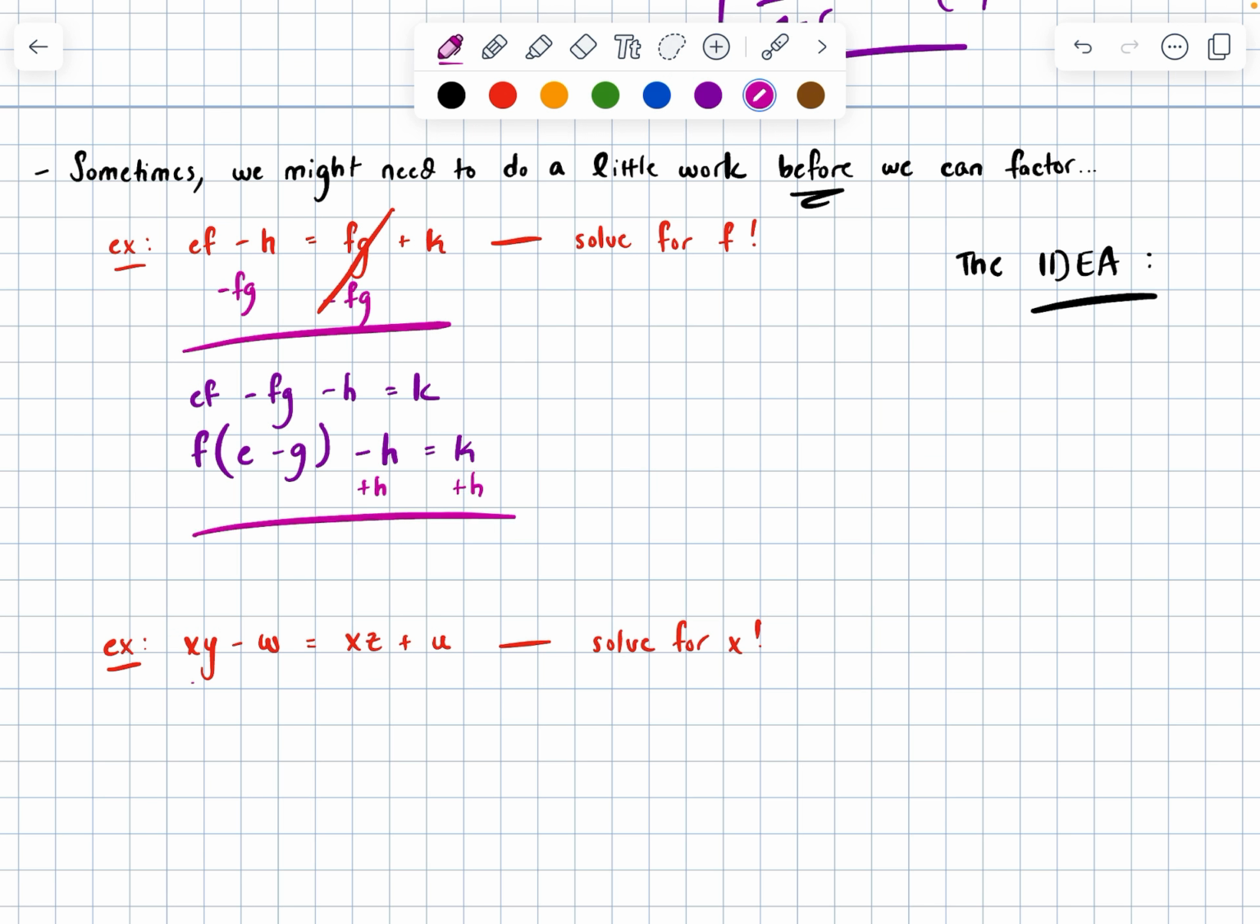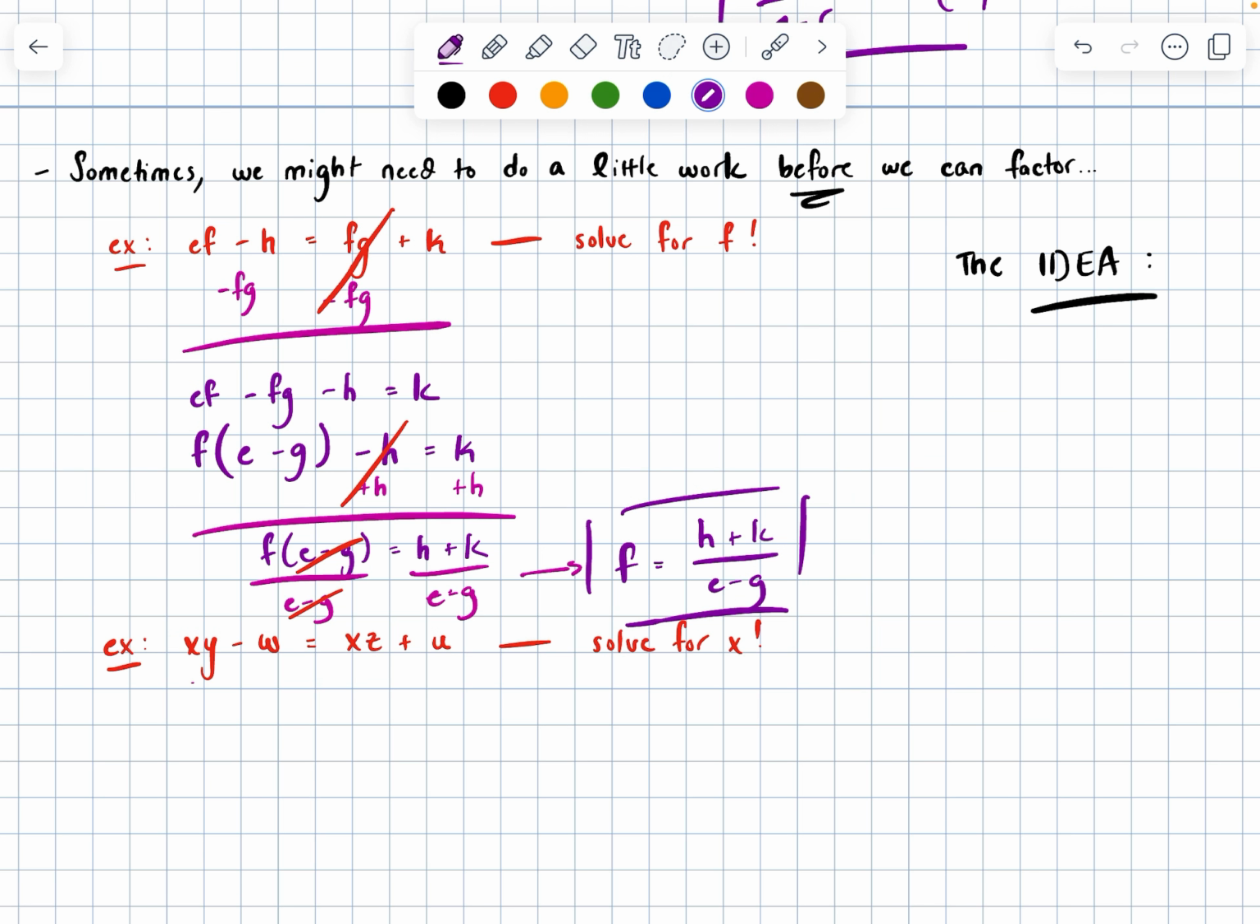I'm trying to get F by itself, so let's get rid of this H next. Reverse order of operations, do my addition and subtraction before my multiplication and division. I've got F, parentheses, E minus G, equals H plus K, or K plus H. Last thing between me and F by itself, let's divide both sides by that E minus G. On the left side, the E minus G's undo each other. F is left over. And then on the right side, I've got H plus K over E minus G.